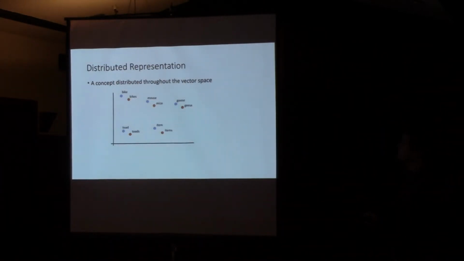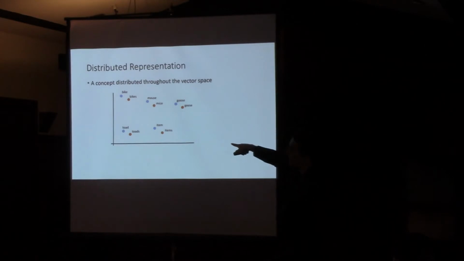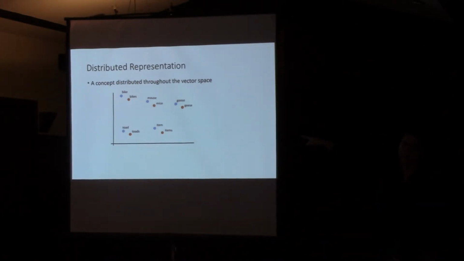So let's talk about distributed representation for a moment, since it underlies all of this connectionist approach. The words here that are being displayed, you can think of them as vectors extending from the origin. So we have bike, bikes, mouse, mice, goose, geese, toad, toads, item, items. Any pattern you can observe with this collection of words? Do you want native English speakers or non-native? Non-native, please. Either one.